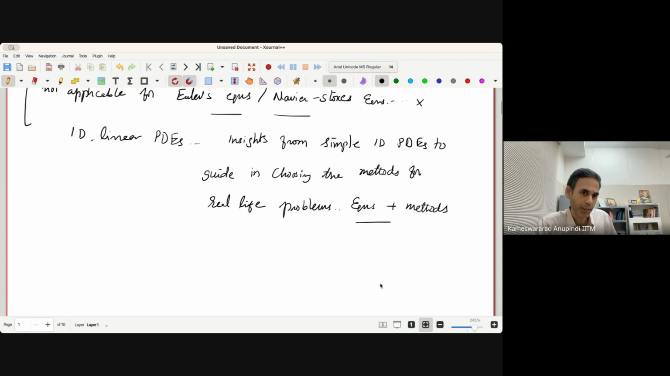So that is the idea of this stability analysis. Let us consider the one-dimensional transient heat conduction equation that we have been dealing with.